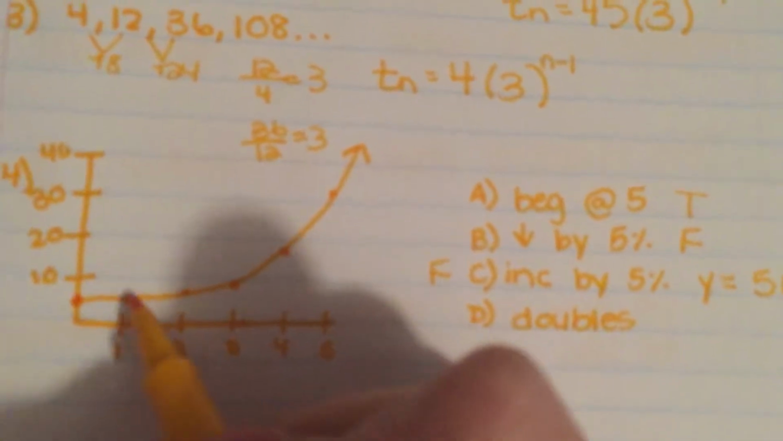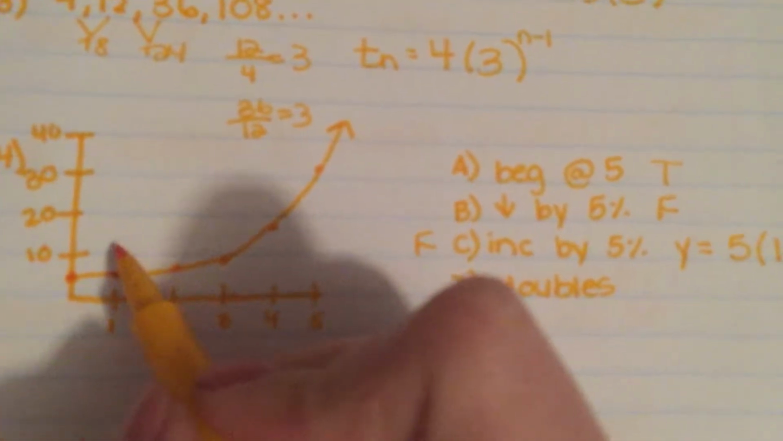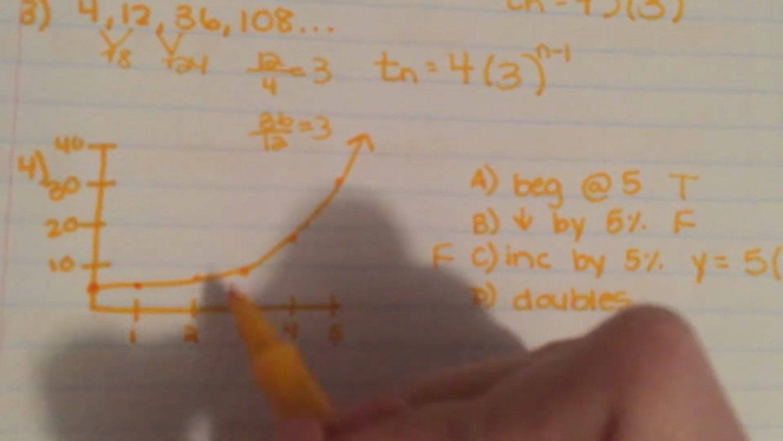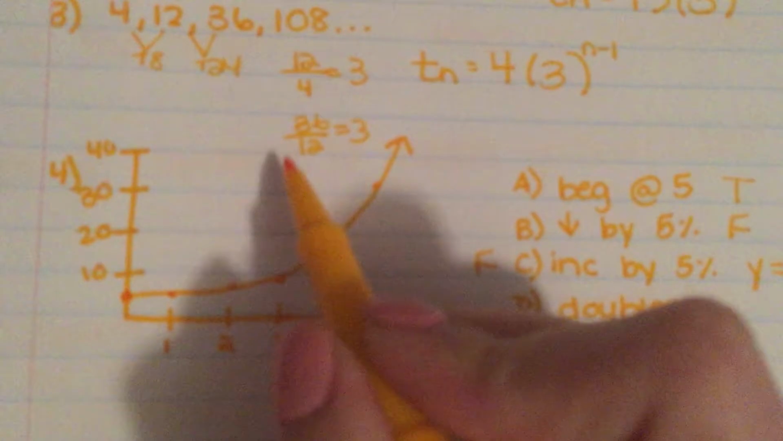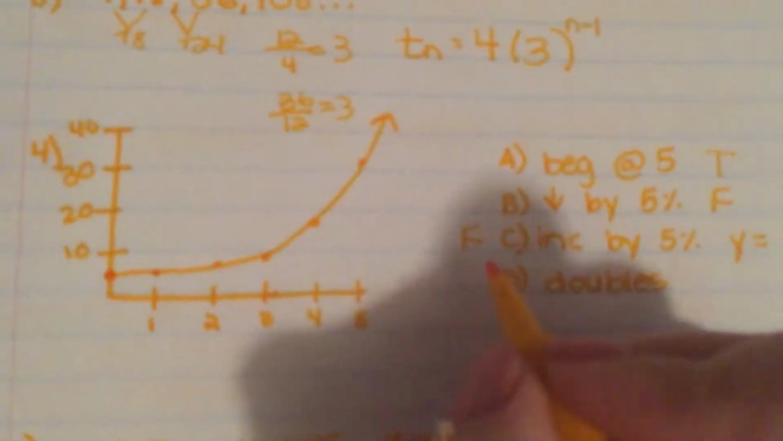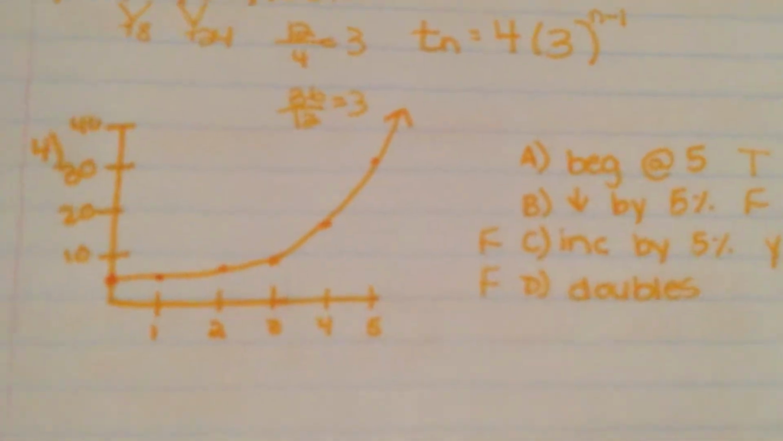Doubles. So if it's at 5, at 1, it should be at 10. 2, it should be at 20. 3, it should be at 40. So that's not where it's at. So this is false as well.